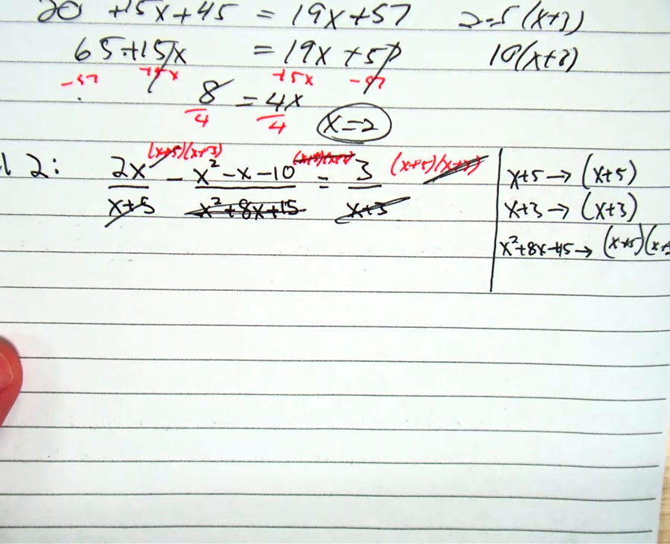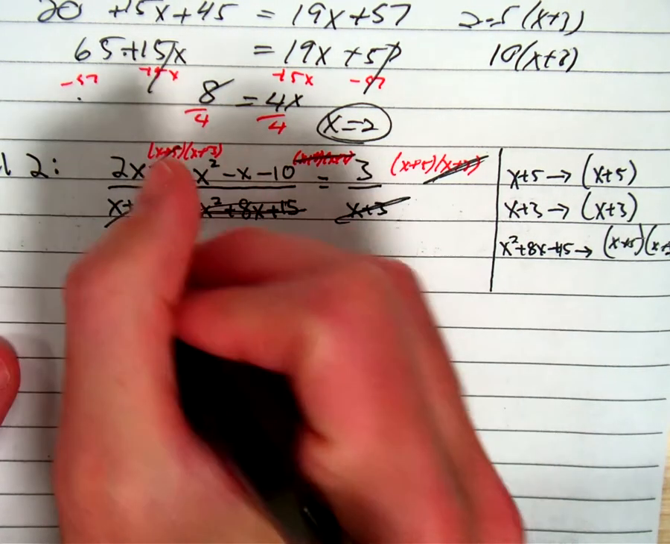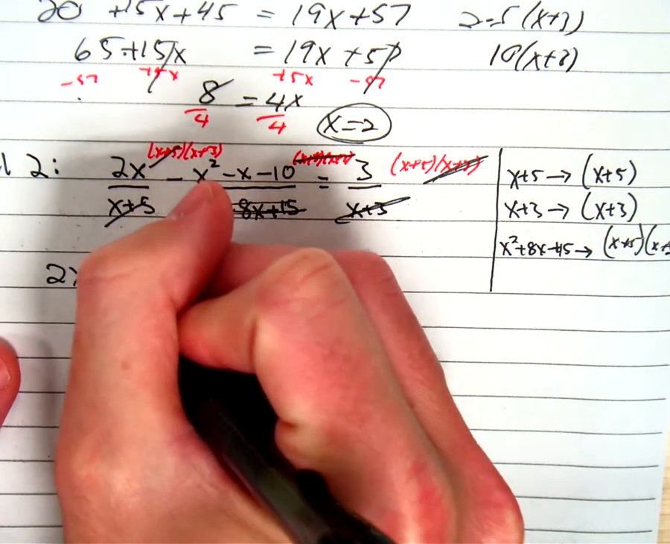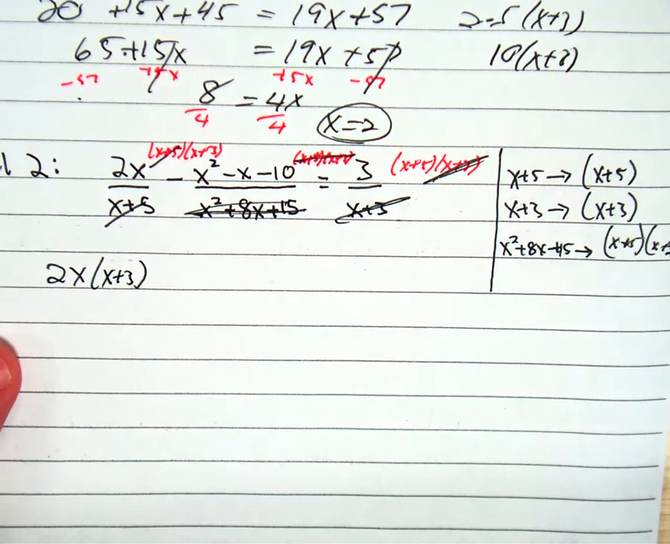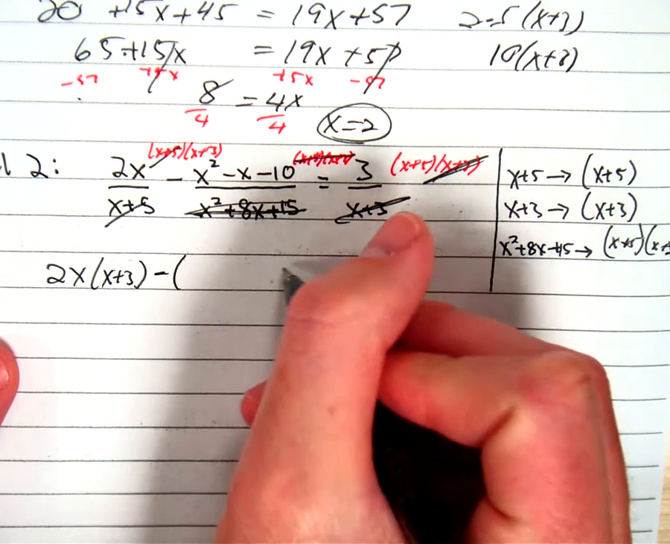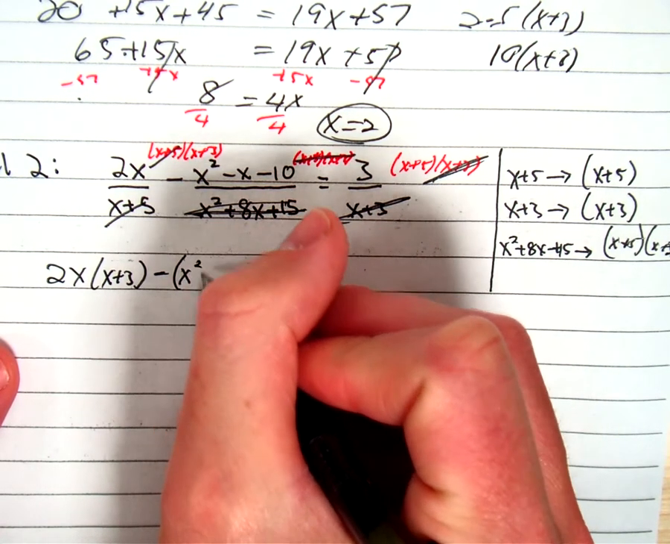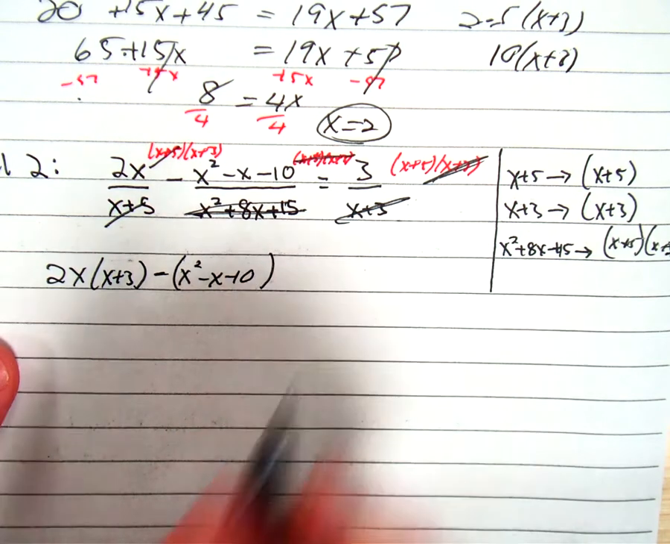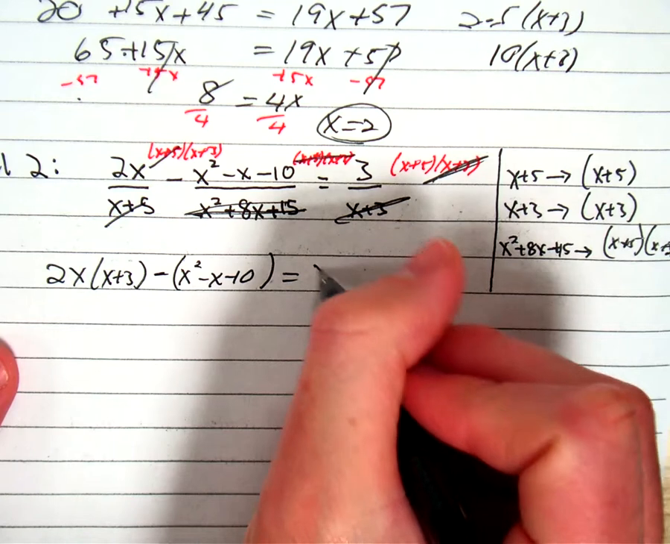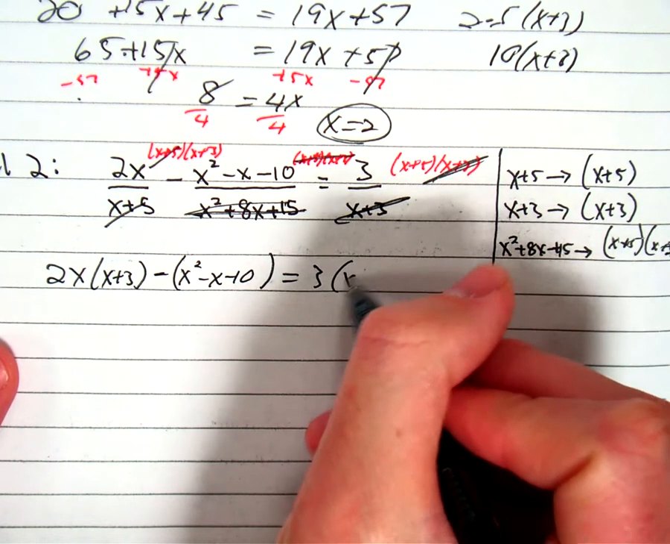Okay, so let's take a look at what do we have left. The 2x times an x plus 3 minus, and we're going to put parentheses around this group now, x squared minus x minus 10 equals 3 times x plus 5.